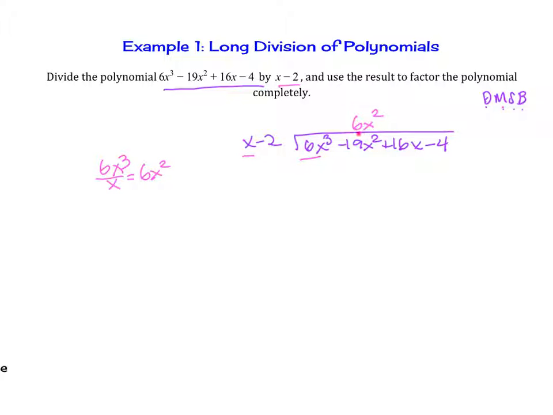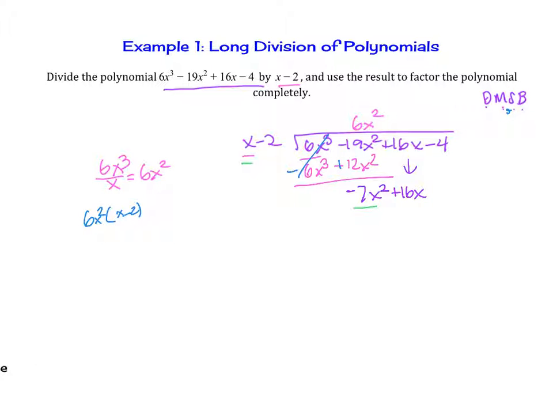The next step is you multiply. So you multiply 6x squared times x minus 2. You could do it in your head, or if you need to, you could always write it on the side. So this is going to become 6x cubed. So notice it matches. And then minus 12x squared. The next step is we have to subtract. So we change the signs to opposite signs. So the first term cancels, negative 19x squared plus 12x squared. That becomes negative 7x squared. Then we bring down the next term. Then we start all over again.